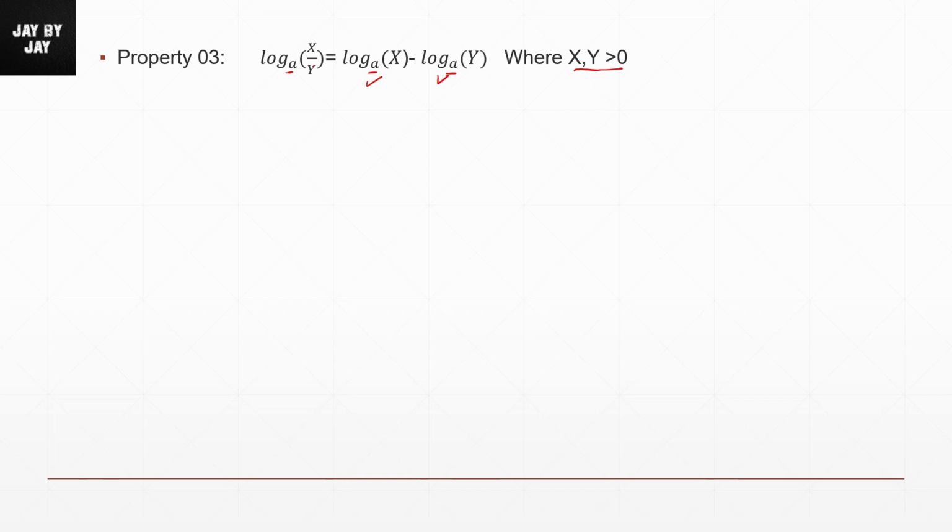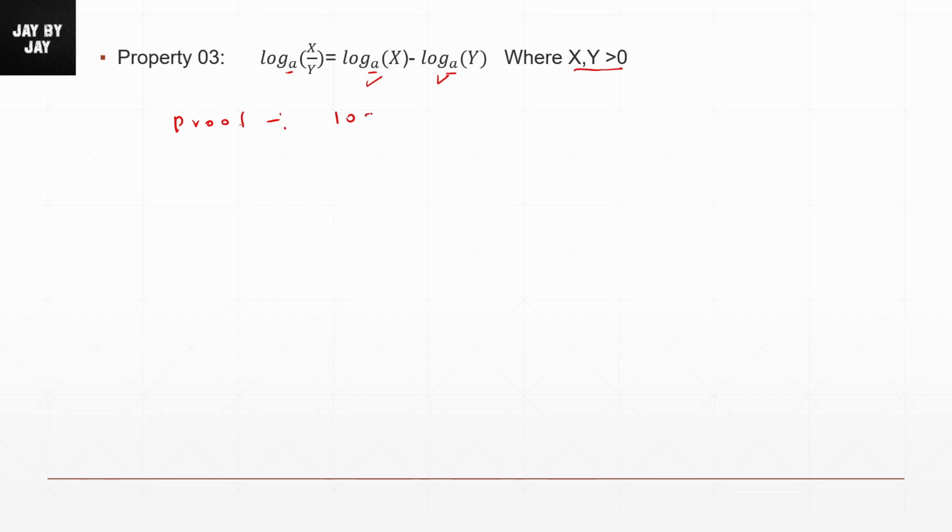What is the reason behind that? Because both variables x and y need to be positive, because a logarithm cannot take a negative value inside. So first of all, I am going to prove this property number 3. Let's see the proof.